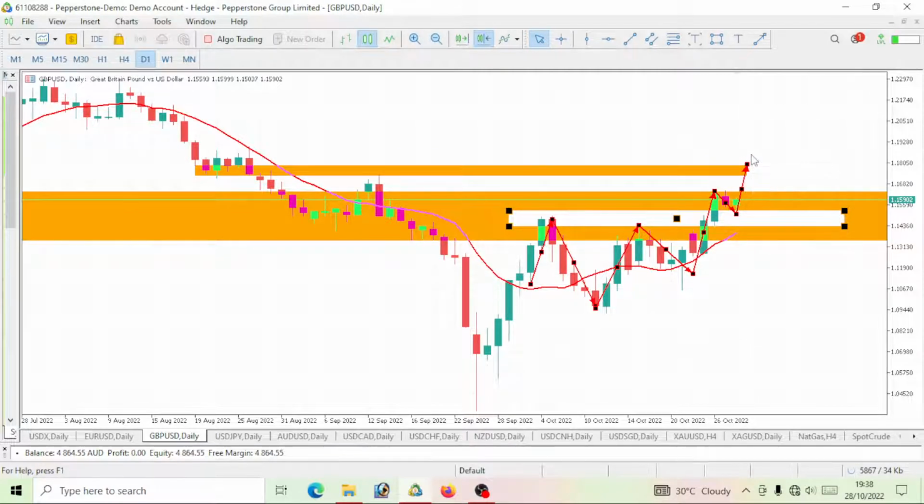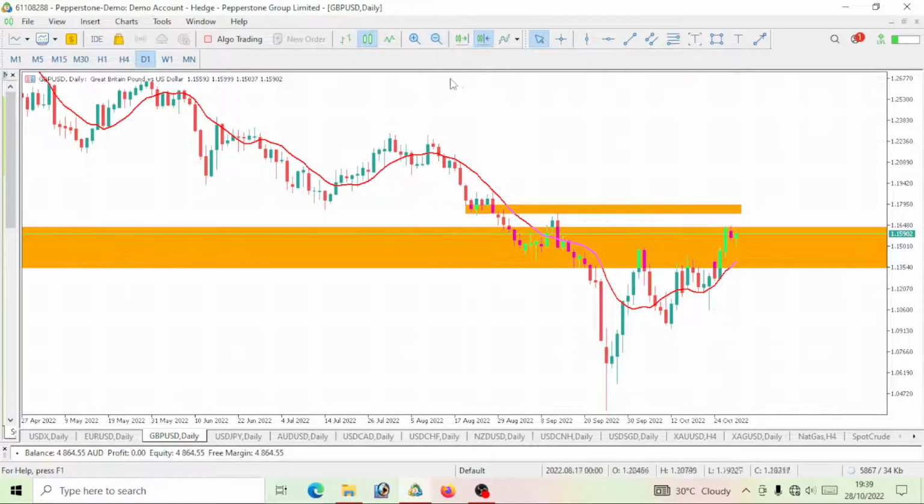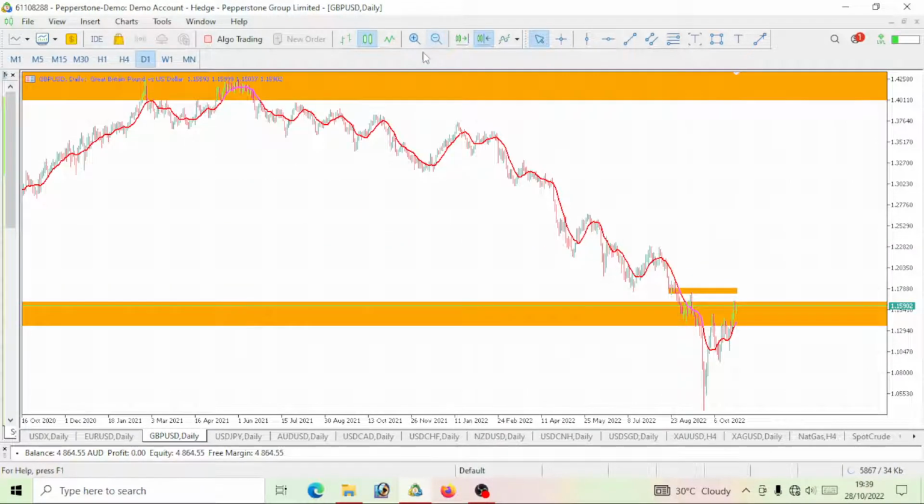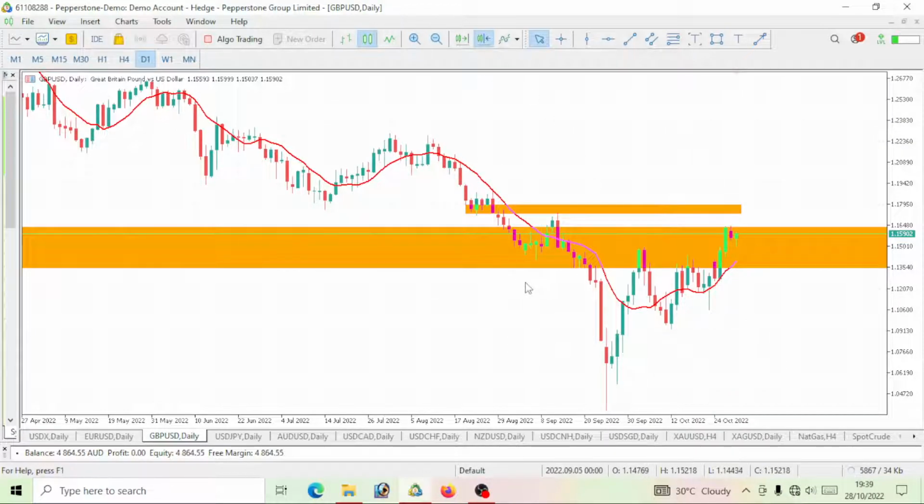So by Monday, Tuesday, we should be able to move about 150 pips on GBP USD. Though the price is still above our 10-period moving average, by the end of the week we should sit close to our moving average, or possibly below our 10-period moving average.